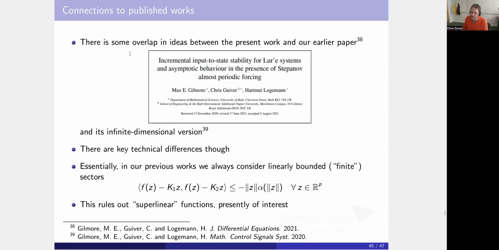I want to highlight that I have published some similar work earlier. So I just highlight that there's this paper from 2020, which has a very similar title. And essentially, we have some key technical differences in our assumptions. So in the work shown, we always have functions which are essentially linearly bounded. They belong to finite sectors. So that's captured by the shown sector condition for K1 and K2. This rules out functions which grow superlinearly, like this nonlinear damping term that I showed. So although there's quite a lot of overlap in spirit, there are key technical differences which require different arguments as best as I could see.